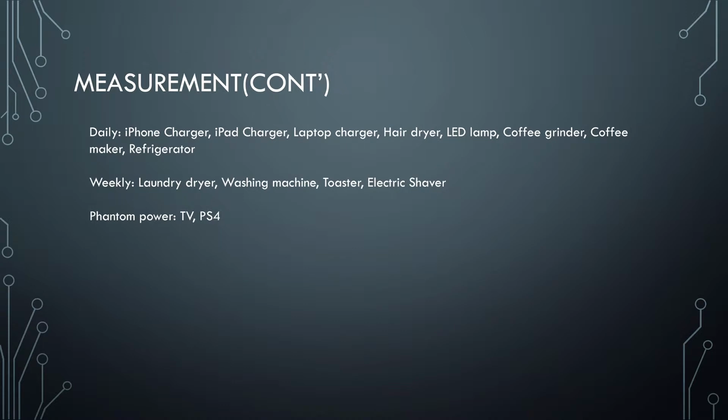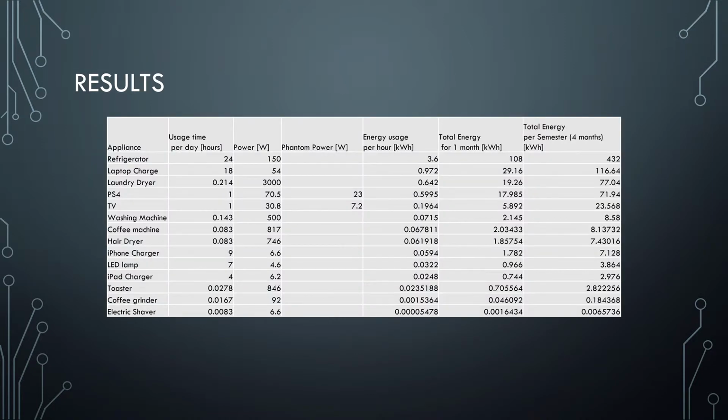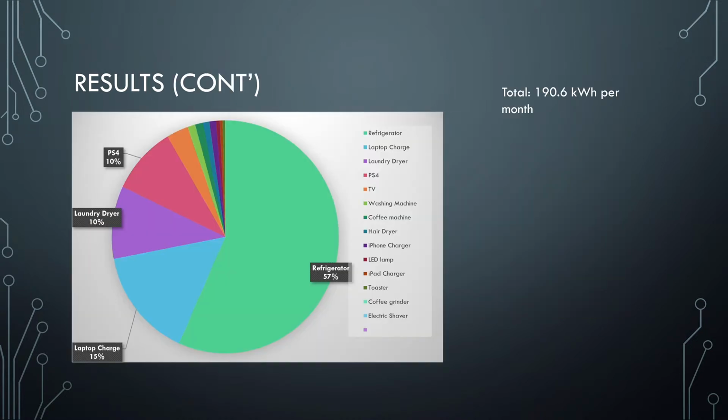So, here is a list of my measurements. I divided them by daily usage, weekly usage, and phantom power. Based on that data, I made a table. It's kind of hard to see which takes a lot of the portion, so I made a pie chart with that.